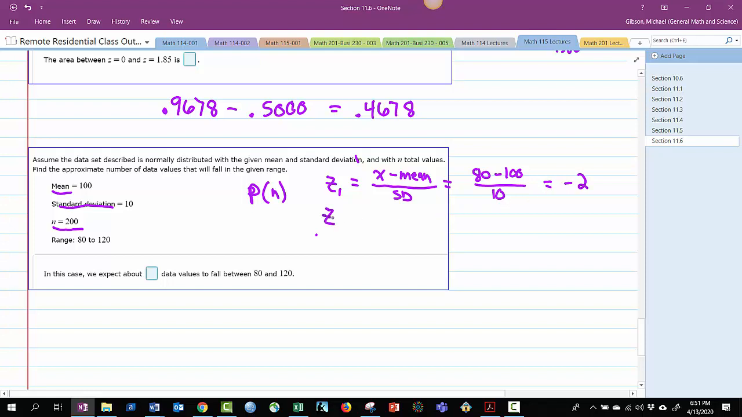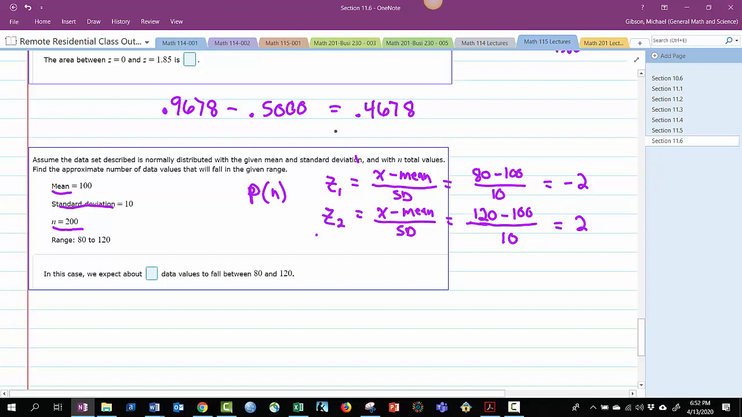And then z2 is going to be for the bigger one. This is 120. Again, it's x minus the mean, always over the standard deviation. So I'd recommend you write that out every time you do one of these questions. It'll help you memorize the formula. Anyway, so x is 120. And it's still the same question, so the mean is still 100 and the standard deviation is still 10. This is positive 2. So now we want the probability of being between positive 2 and negative 2.